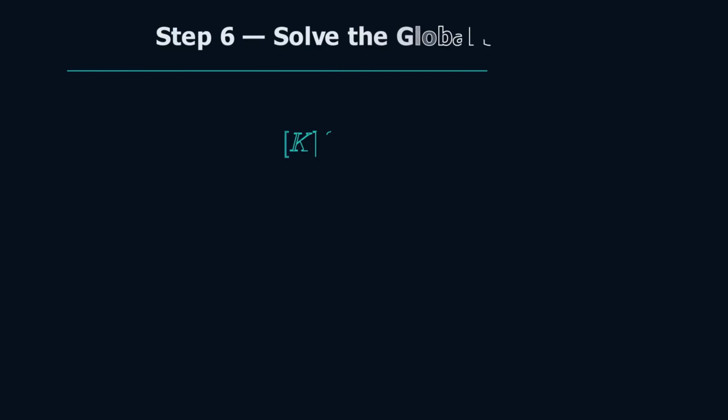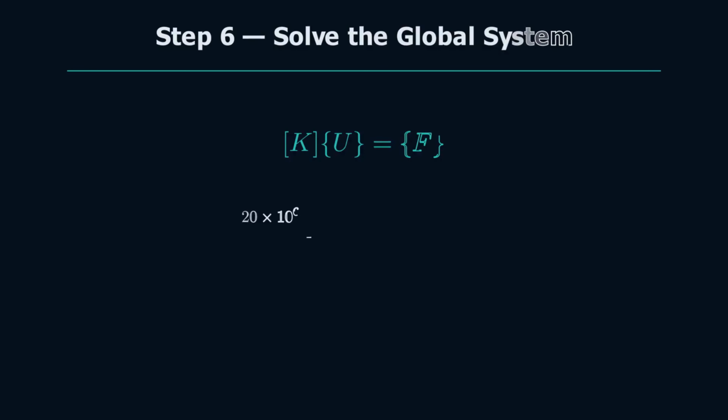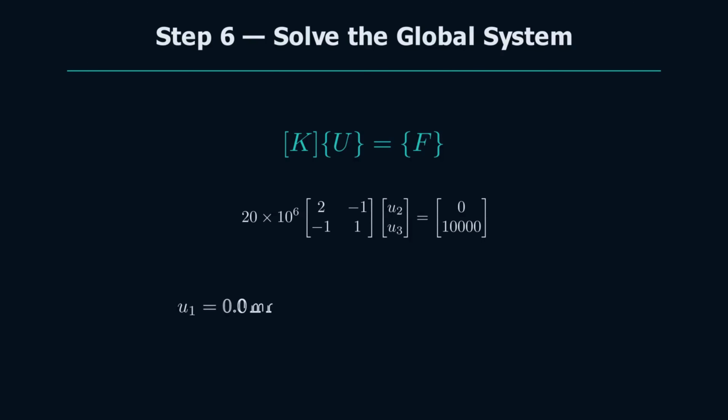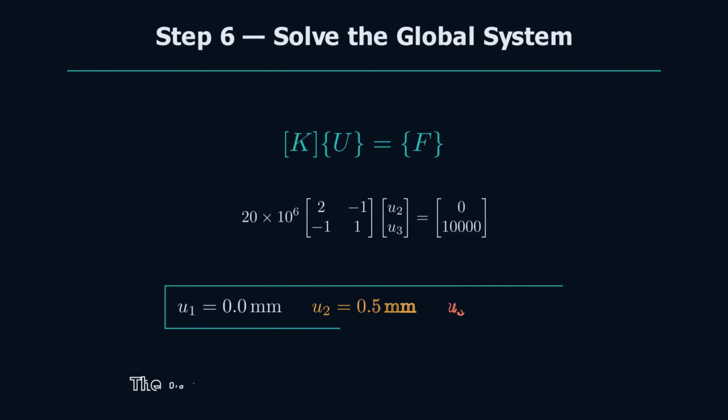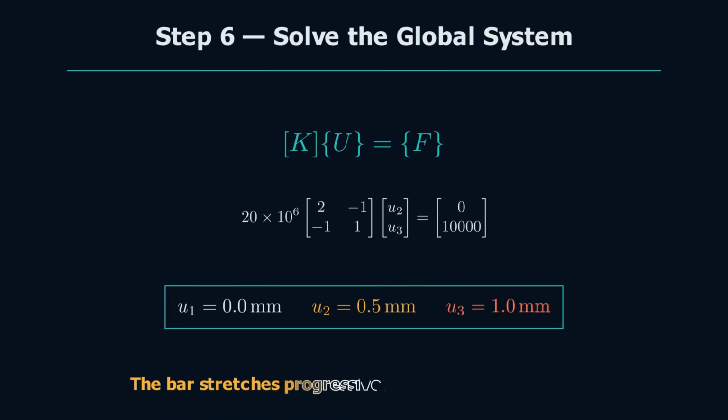We now have the standard finite element equation: global stiffness times the unknown displacement vector equals the applied force vector. After applying the fixed end condition, only U2 and U3 remain unknown. Solving this small system gives 0 displacement at the fixed node, ½ millimeter at the middle node, and 1 millimeter at the loaded end.